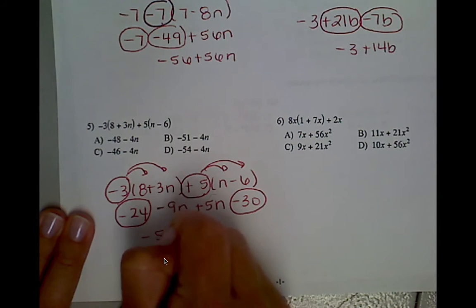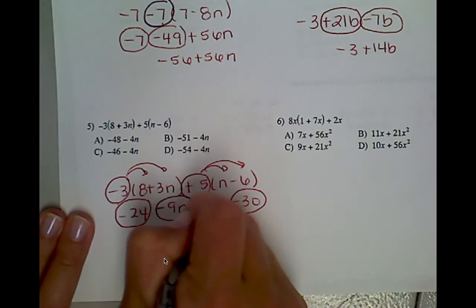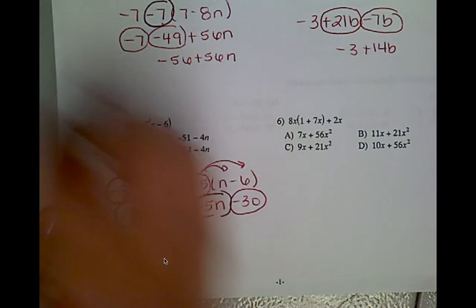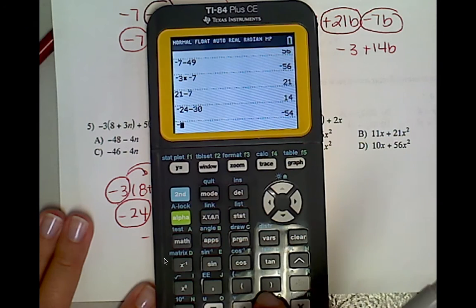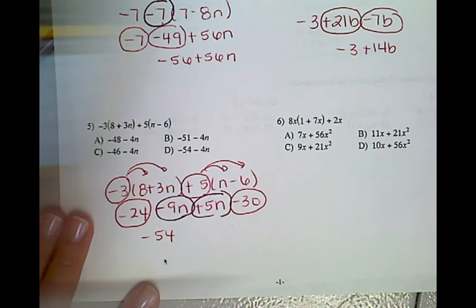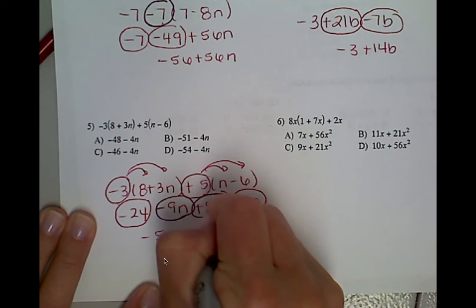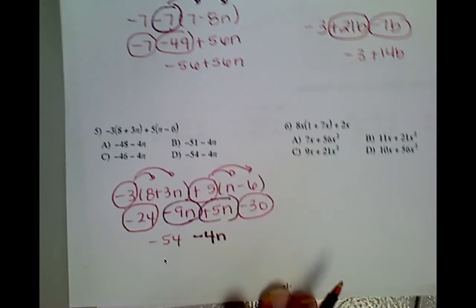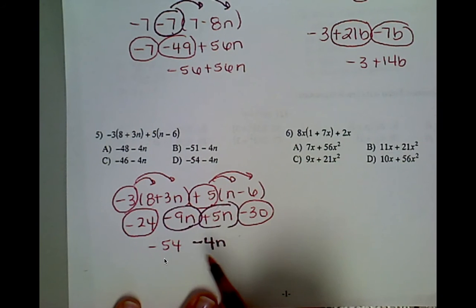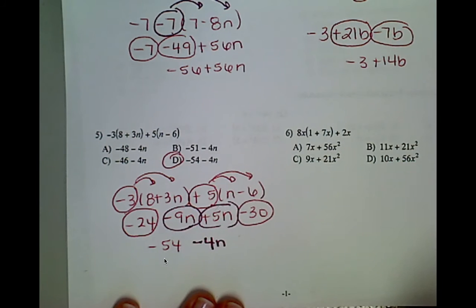Okay, the other two, we have a negative 9n and a positive 5n. Once again, if you don't know that, negative 9 plus 5 is going to give you a negative 4n. Just make sure you put the n because your calculator doesn't remind you about the n. So negative 54 minus 4n, that is option D. Okay, let's look at number 6.